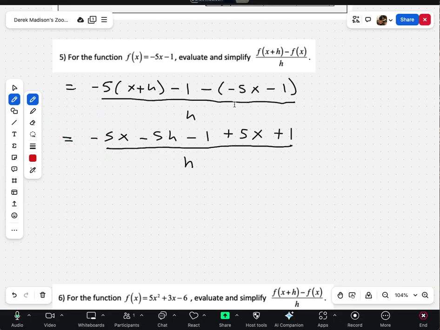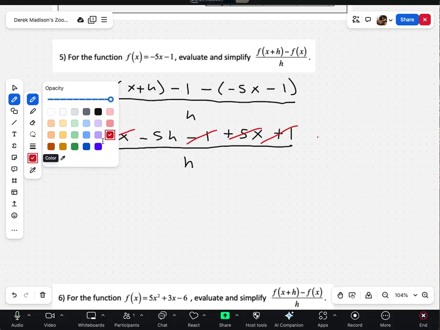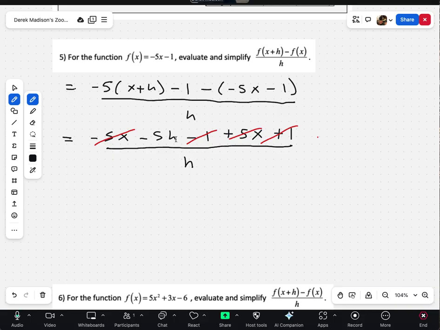If we do this right, everything that was in these parentheses, everything that was f of x, should cancel with something earlier in the problem. So here we have a +1 and a -1, and a +5x and a -5x. And that should happen every time on these. The other thing that should happen is this h in the denominator, assuming we don't make any errors, should reduce with what's left.